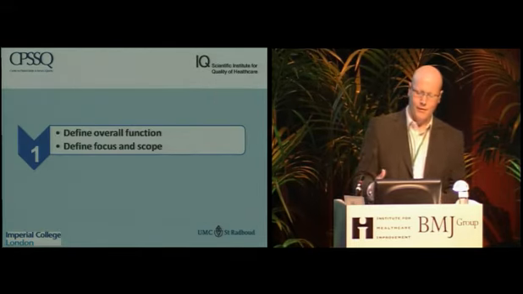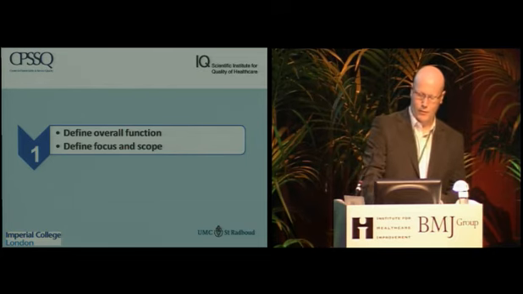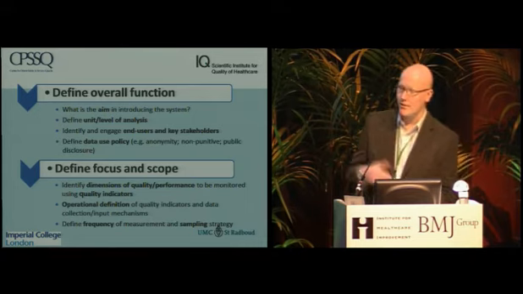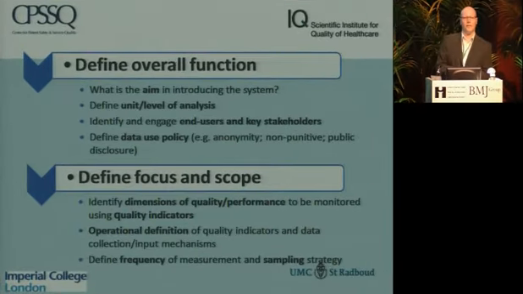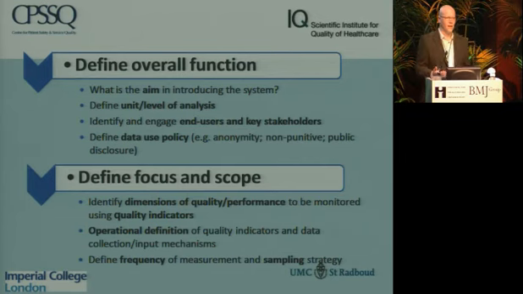So in terms of defining the overall function and the focus and scope of a quality monitoring and feedback system, Rosella's outlined very nicely a process for identifying and defining quality indicators based upon the principles of user involvement, expert consensus, and incorporating evidence base. I think it's important to define the overall function of the system. What is the aim in introducing the system, particularly in terms of what unit or level of analysis you're looking at, to identify and engage end users and key stakeholders from an early stage, and also define the data use policies that will eventually be used in terms of how the data is used within the organisation or for whatever purpose.